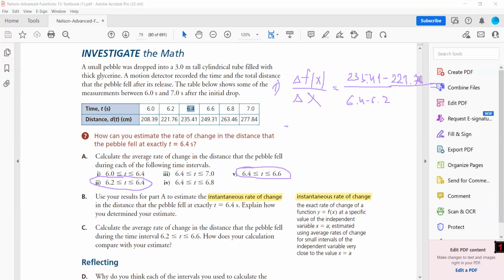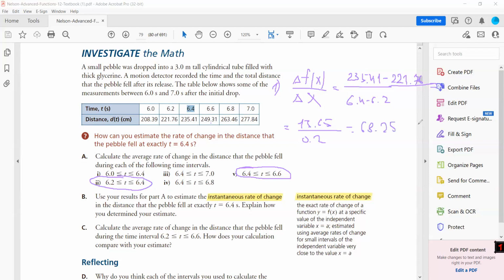First case, let's use a calculator to help us. So it's going to be 235.41 subtract 221.76. It equals 13.65. So we would have 13.65 divided by 0.2. That's the difference: 6.4 subtract 6.2 would be 0.2. And we divide 13.65 by 0.2 and we get 68.25.